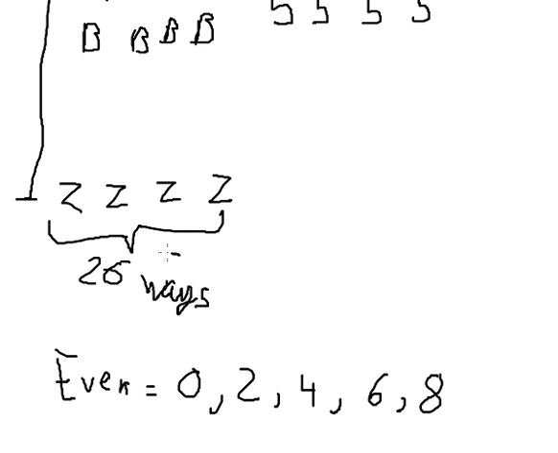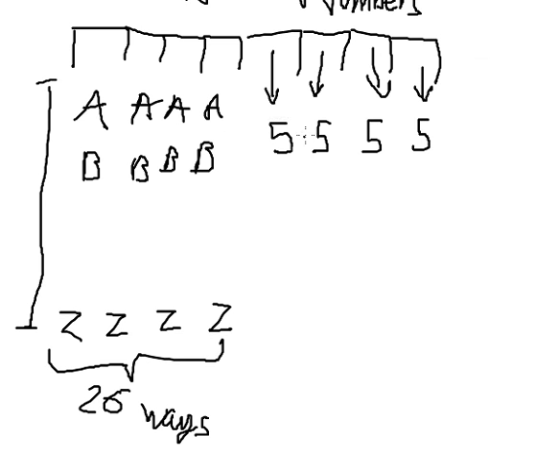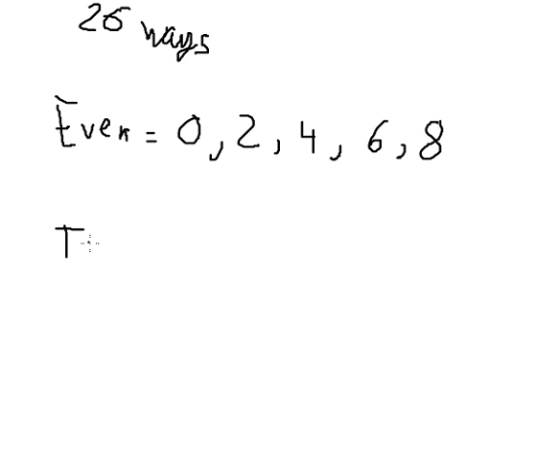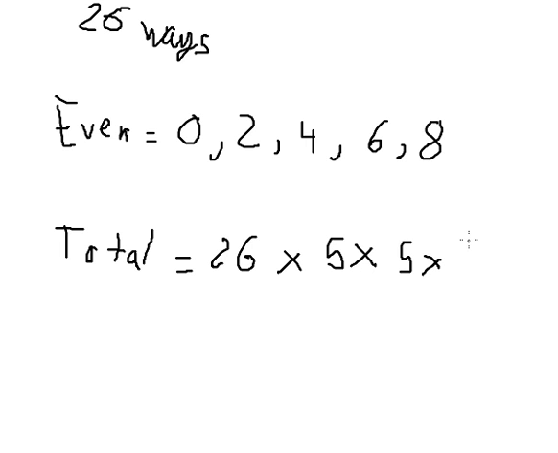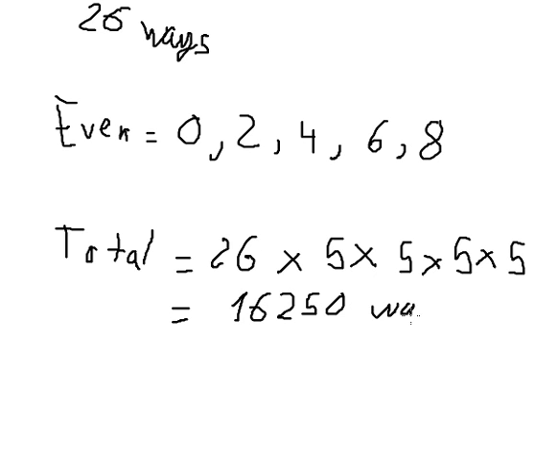And now we use 26 multiplied by 5, 5, 5, 5 in here. And you get the total of this driver license. And this one you get 16,250 ways.